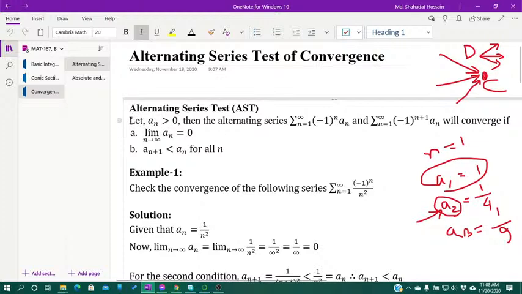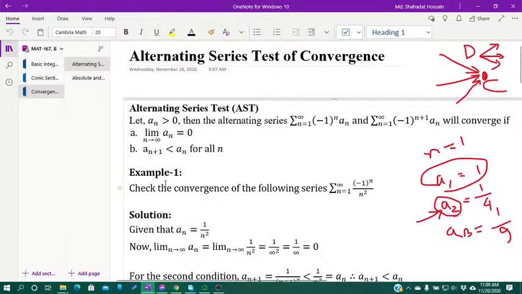Now let a_n be a series where a_n is greater than 0, then the alternating series will converge if the following two conditions are satisfied. That means the limiting value of a_n as n tends to infinity is equal to 0, and a_(n+1) is less than a_n for all n. That means the series will be gradually decreasing.